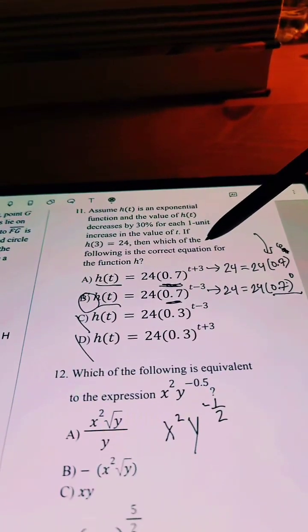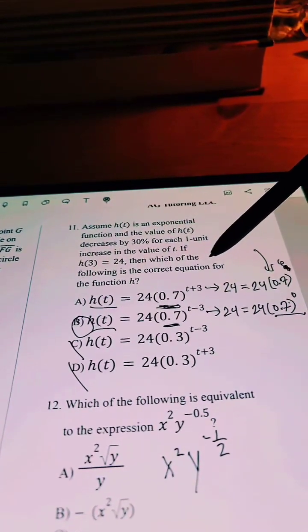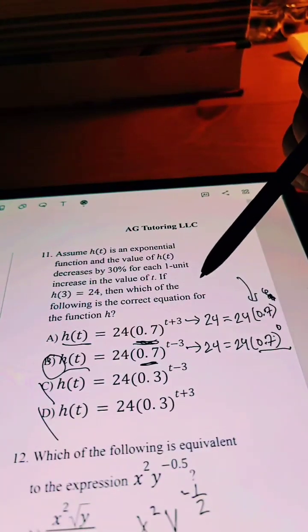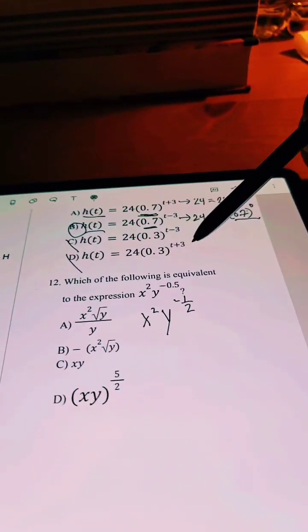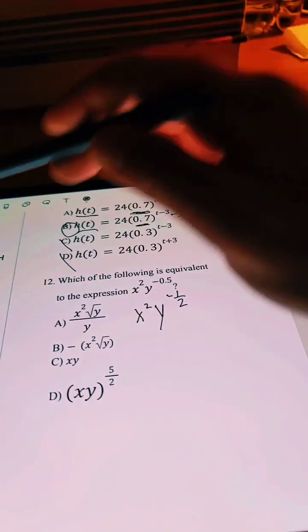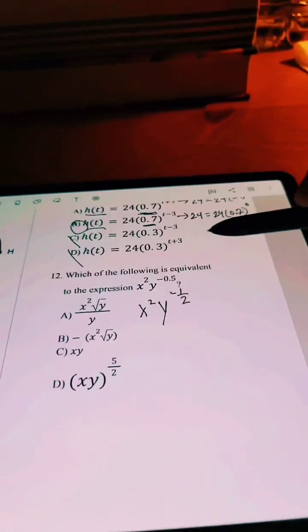Wait, A. Malcolm, A. What are you talking about? Oh, number 12, you're saying. Oh, okay. I was like, it's not A for the other one. Did I miss something? Okay.